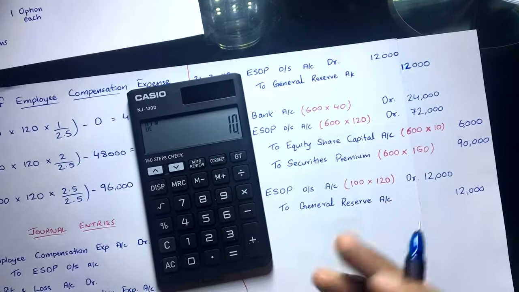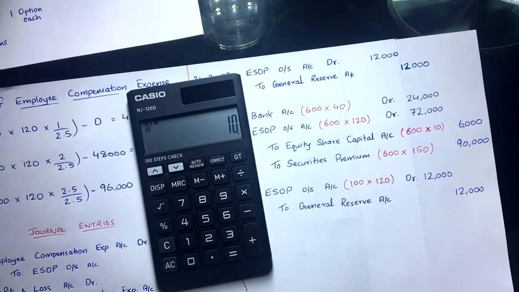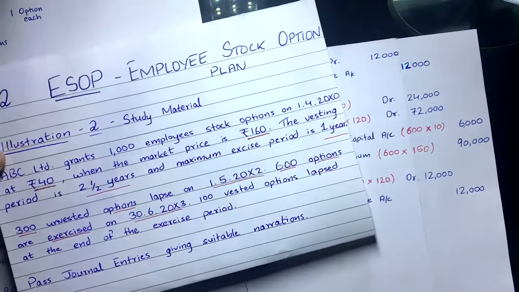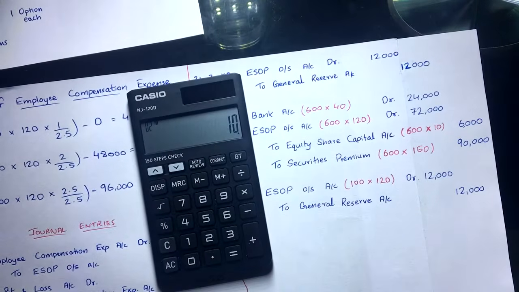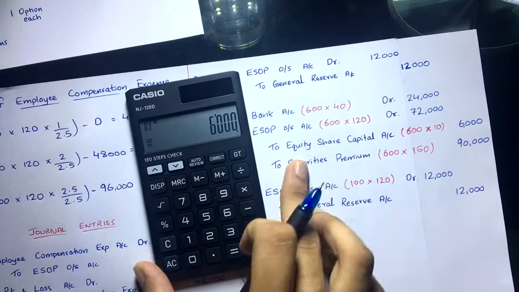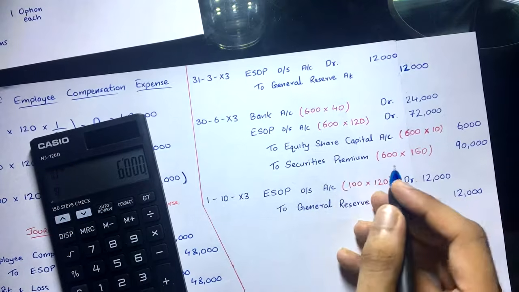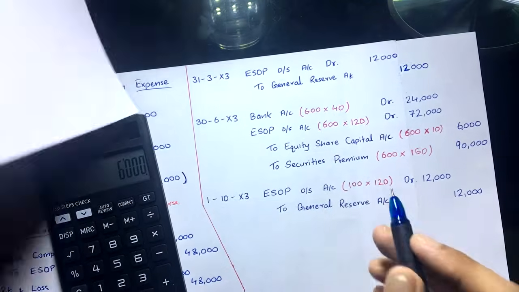600 into 10. 10 rupees is the face value in that problem. It's not mentioned exactly, but we can assume that safely. It's not mentioned anywhere that the face value is rupees 10, but we can safely assume that. So into 10, that is equal to 6,000. So 6,000 will go to equity share capital account, and then whatever extra is there, that will go to securities premium. Now what was the value of the share?